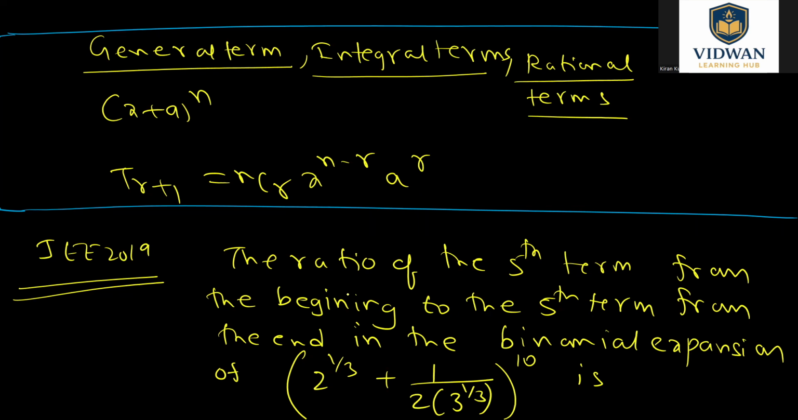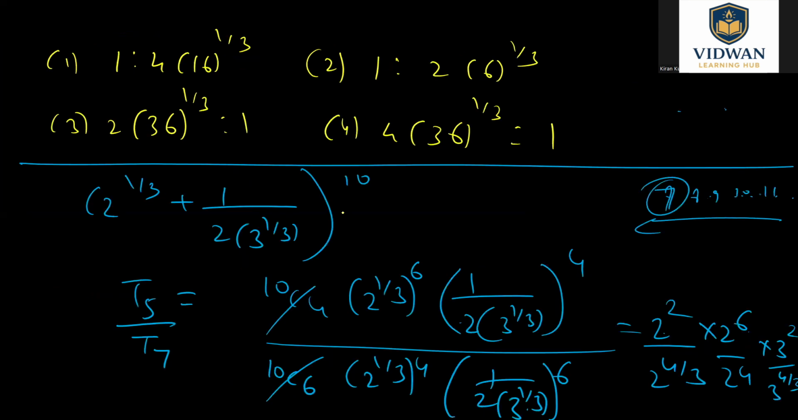The question is, you have to find the ratio of the fifth term from the beginning to the fifth term from the ending in the binomial expansion of (2^(1/3) + 1/(2·3^(1/3)))^10. We know that in this expansion, the power is 10, so there will be 11 terms. If you count backward from the end, 11th, 10th, 9th, 8th, and 7th, the seventh term from the beginning is the fifth term from the ending. So basically you have to find the ratio T5 by T7.